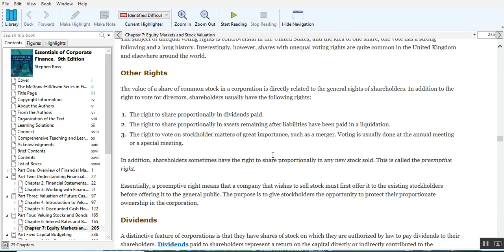Any common shareholder has the right to share proportionally in dividends that are paid and the right to share proportionally in assets that remain after a bankruptcy or liquidation. They also have the right to vote on stockholder matters, such as a merger or board of directors or whatever. Typically done at an annual meeting of shareholders.